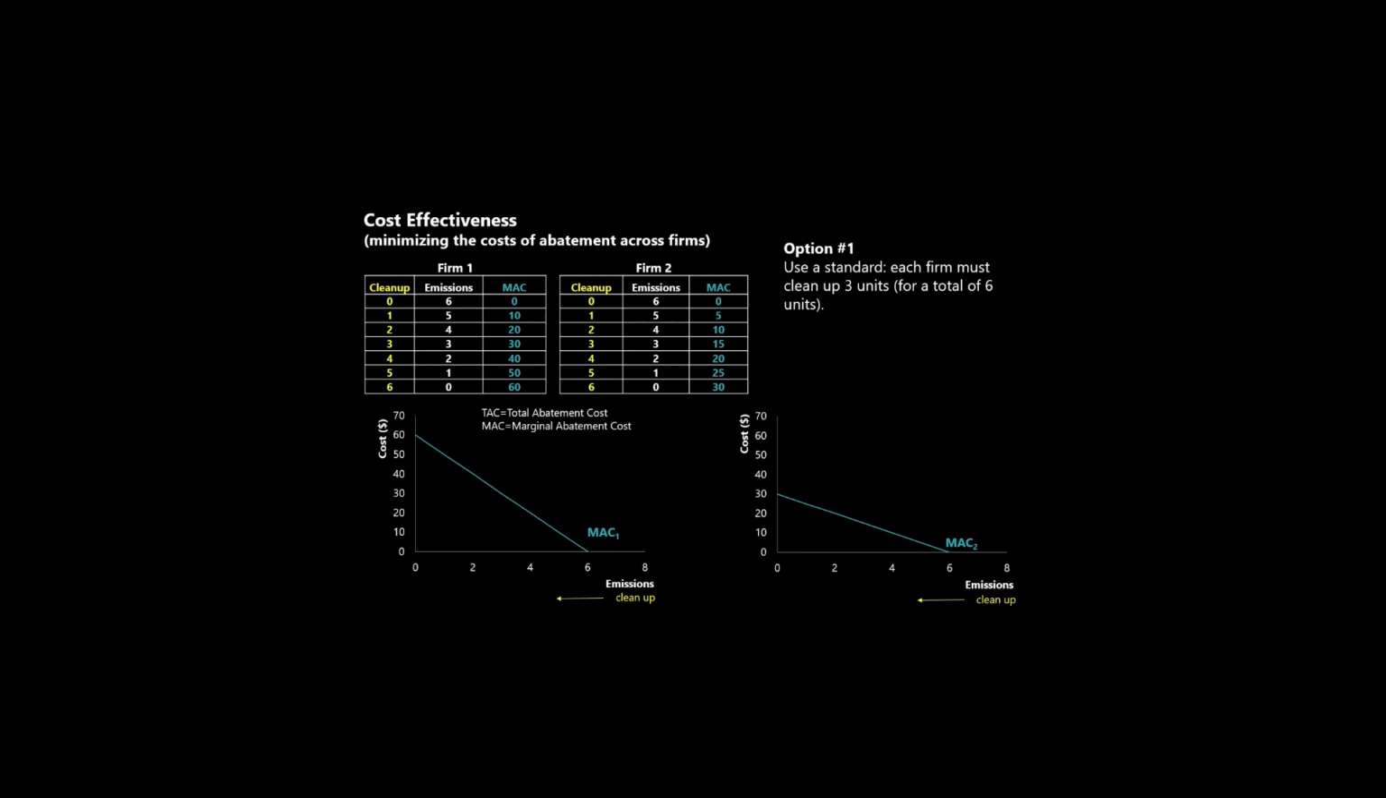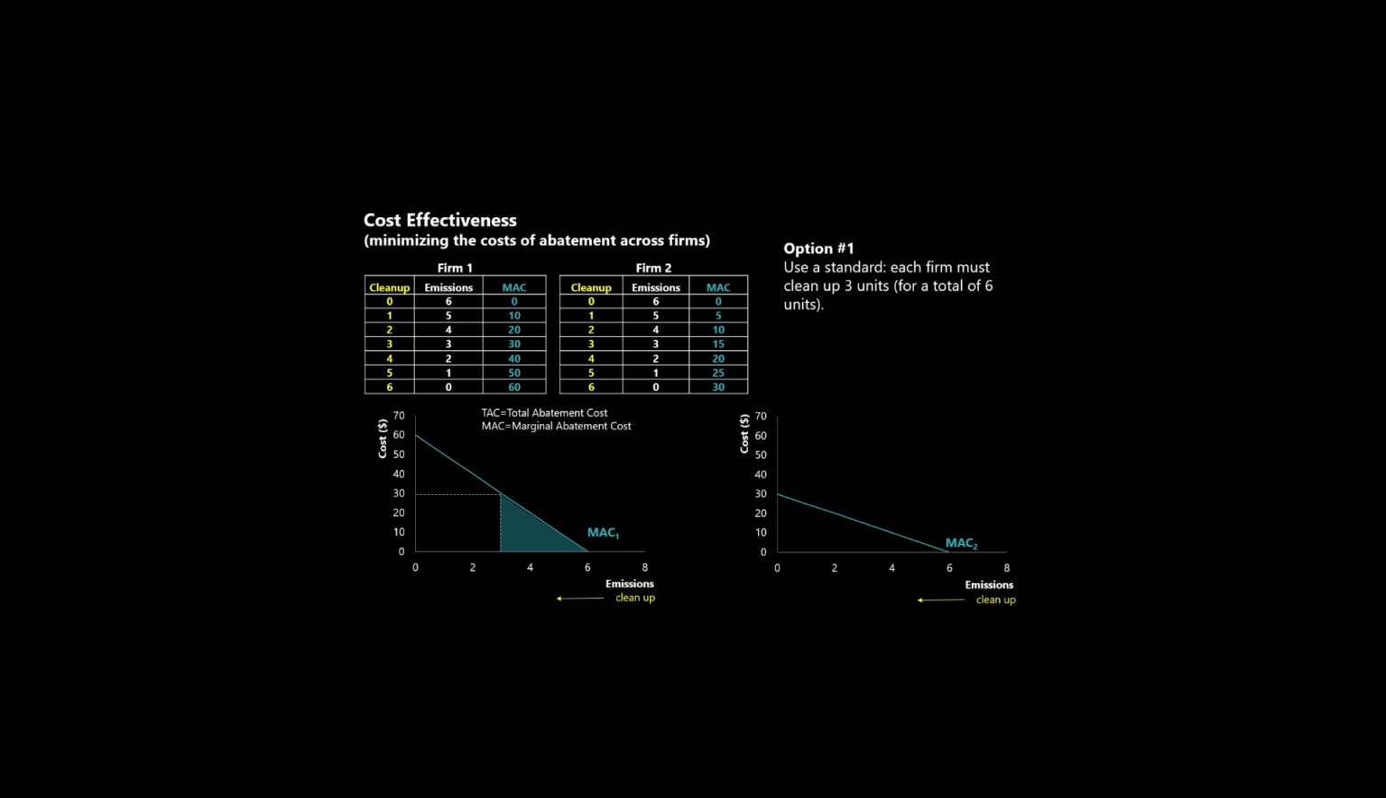We're going to begin with option number 1. That is, we will use a standard, and we're going to say that each firm has to clean up the same amount, 3 units each. So we're going to be cleaning up a total of 6 units. Firm 1 has to clean up 3, and Firm 2 has to clean up 3. So we'll begin with Firm 1. Firm 1 is going to go from 6 units of pollution to 3 units of pollution.